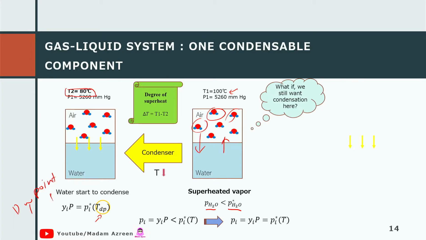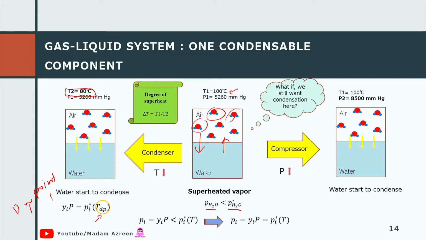Okay, ini ialah cara yang pertama. Okay, this is the first method. Okay, the second method is we compress, which is we increase the pressure. Okay, we increase the pressure. Okay, P2 here is increase further the pressure. Kita naikkan pressure pula, and the water vapor will start to condense.